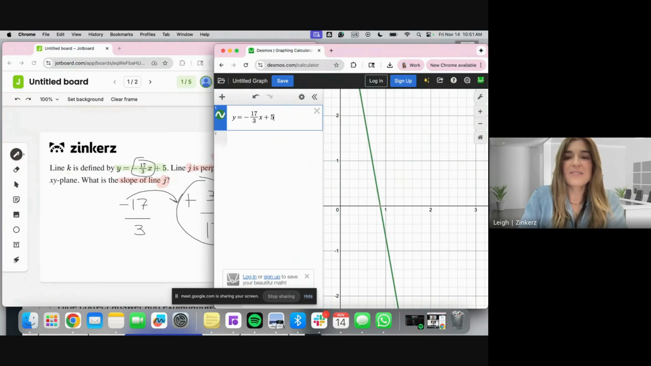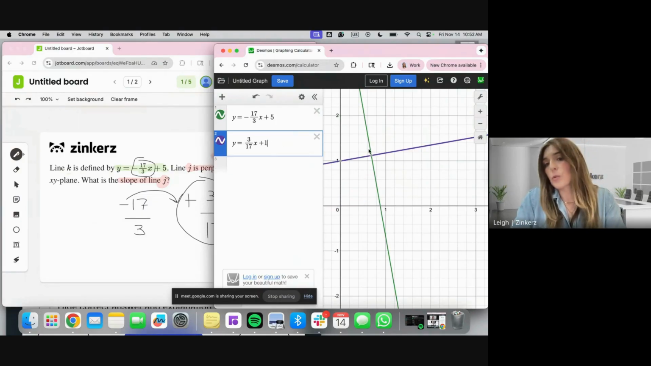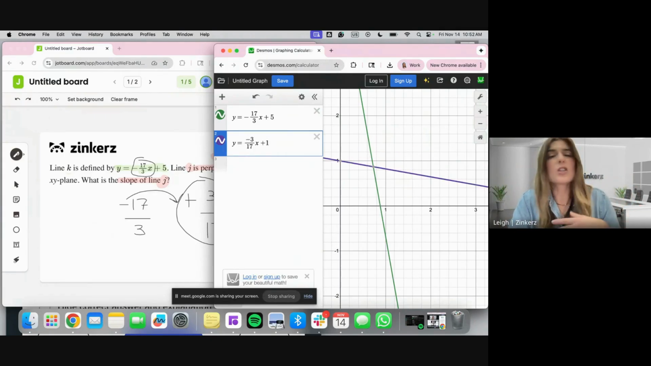If you want a visual check, you can type your original question in, y equals -17/3x plus 5, and then you're creating any line you wish that has the opposite reciprocal slope, +3/17x. Doesn't matter what the y-intercept is, make it anything you want, but here's your visual, you're on the right track, that it does appear to be a right angle. If you had forgotten anything, you would be able to see visually you made a mistake here.